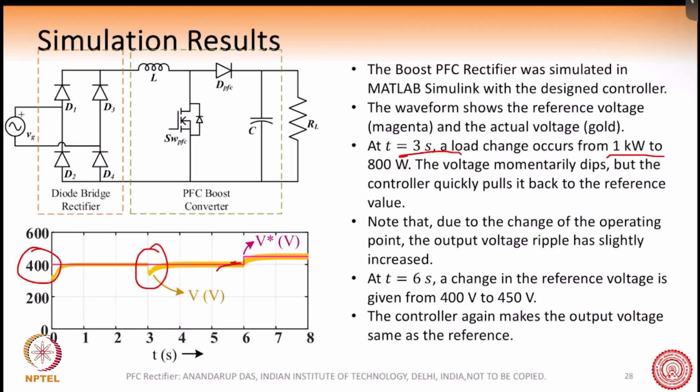And again at t equal to 6 seconds, a change in the reference voltage is given from 400 to 450. Here also 400 to 450 is given, the reference voltage is the step input, but the actual voltage, which is the golden or yellow color, is following the reference voltage.